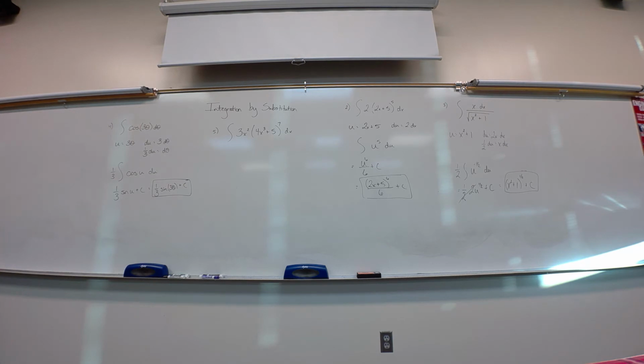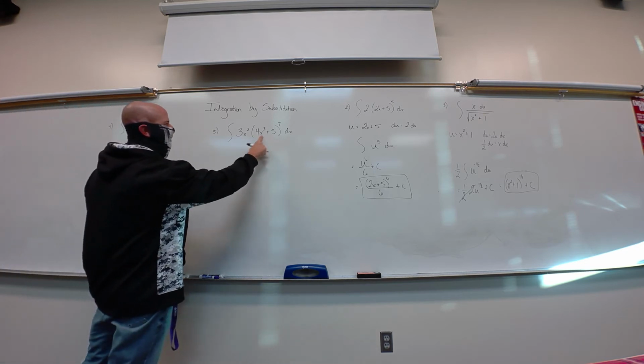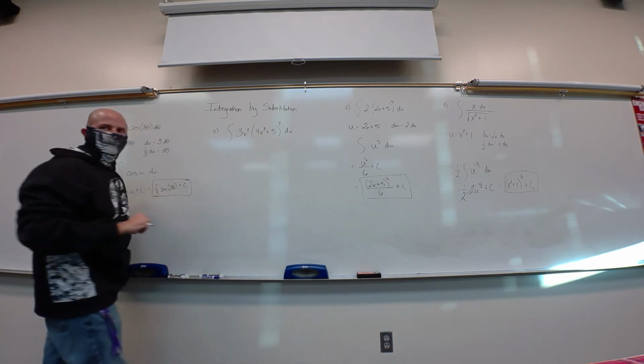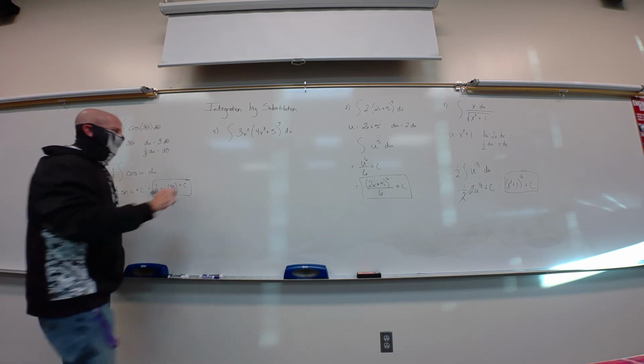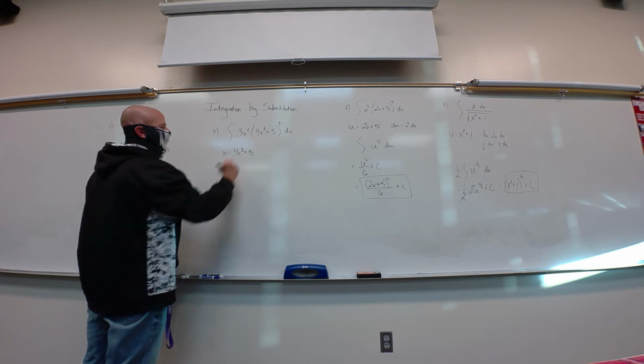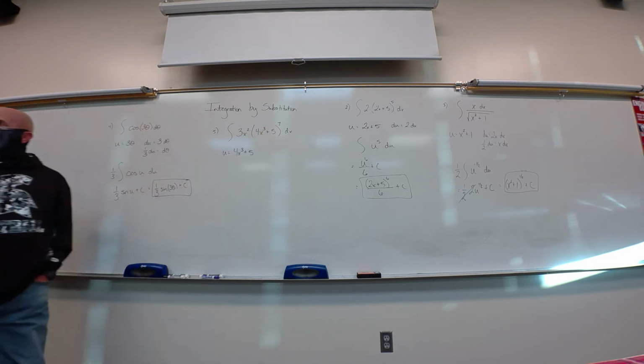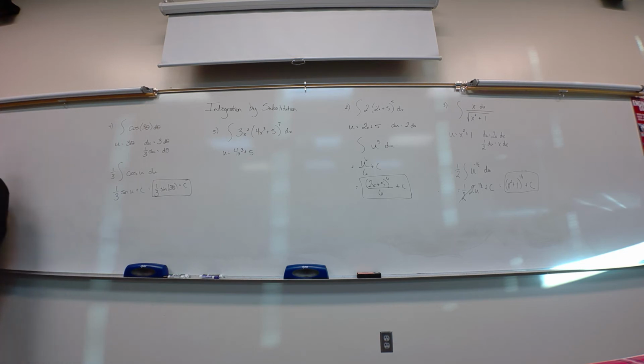What do you think u should be? Should it be the 3, the x squared, both of these, this inside, whole thing, what? 4x cubed plus 5. All right, let's give it a shot. U equals 4x cubed plus 5. Usually the clue is seeing this exponent. Because that's going to give you the u to the 7th. All right, let's see if we can make it fit.